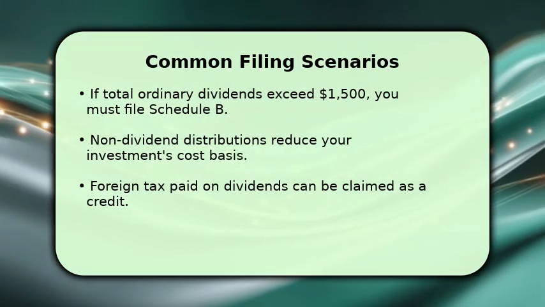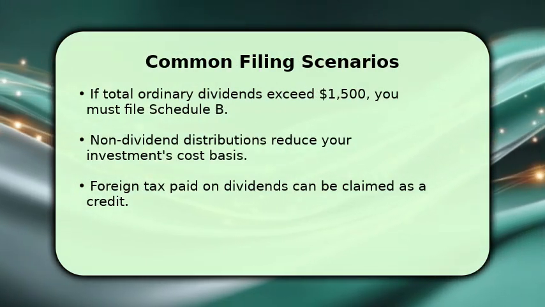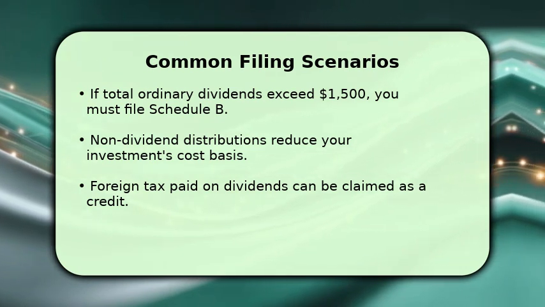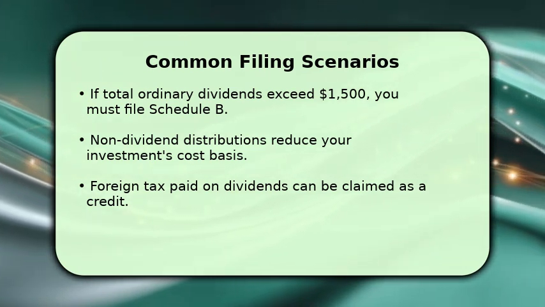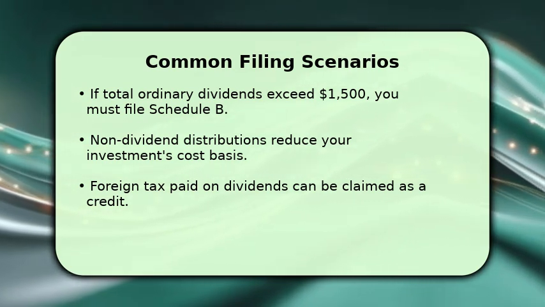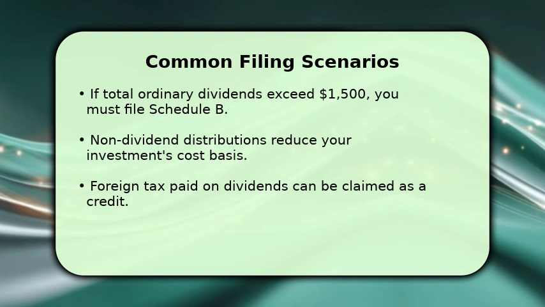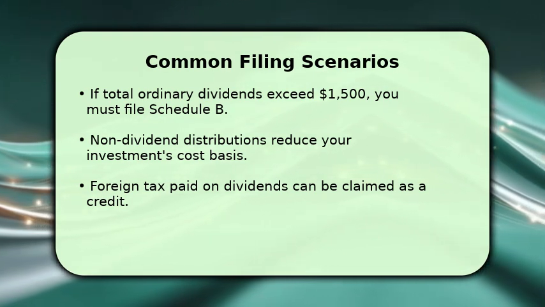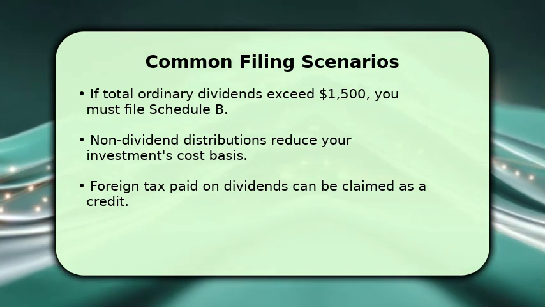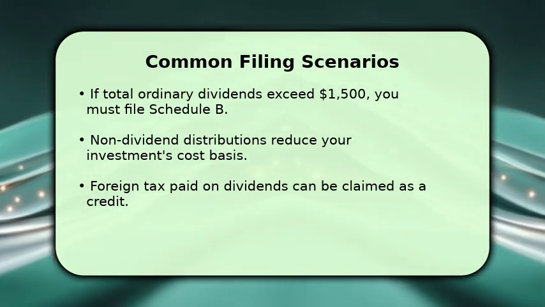Be aware of common scenarios that might affect your filing. If your total ordinary dividends are over $1,500, you must file Schedule B. Non-dividend distributions, which are a return of capital, reduce your investment's cost basis. Also, if you paid foreign tax on dividends, you might be able to claim a tax credit for those amounts, reducing your overall tax liability.